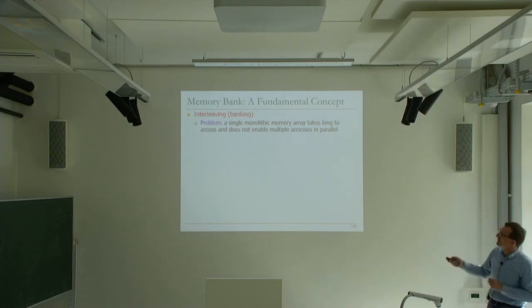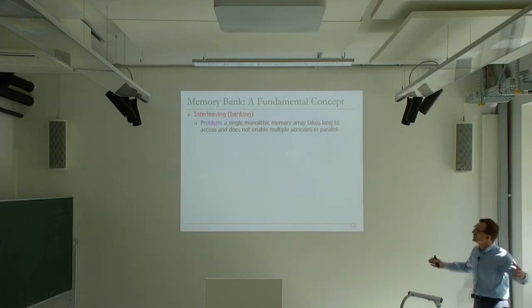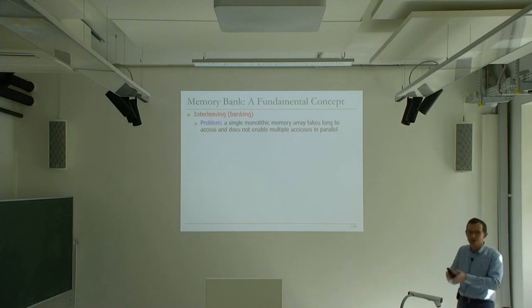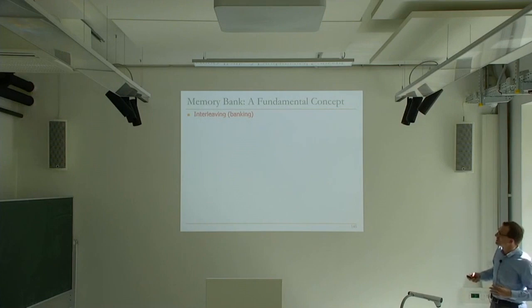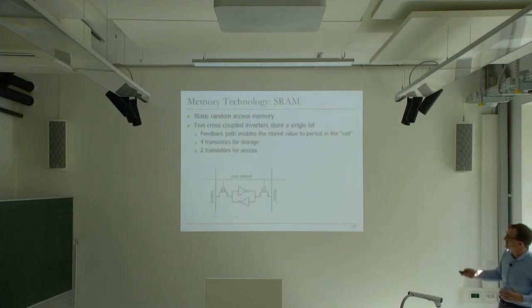There's another reason. If you have a single monolithic array, you can only access one location. You can, of course, put more ports, but that requires more ports essentially mean more of these bit lines and access transistors.